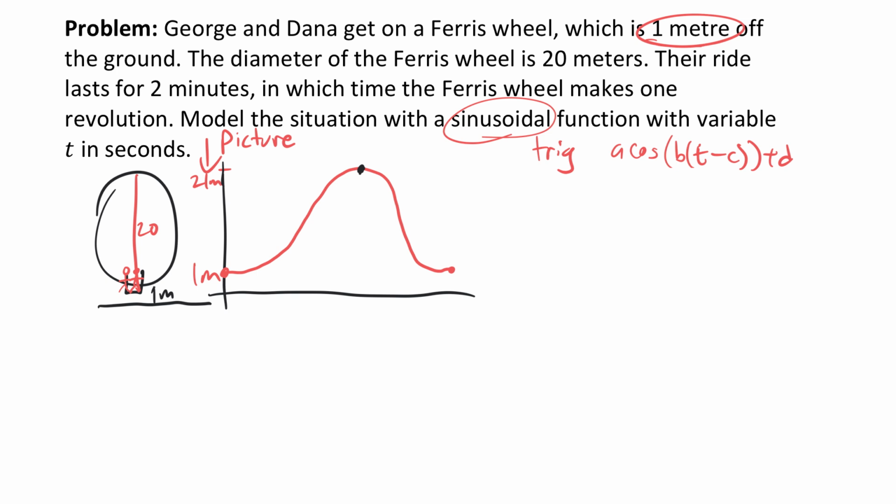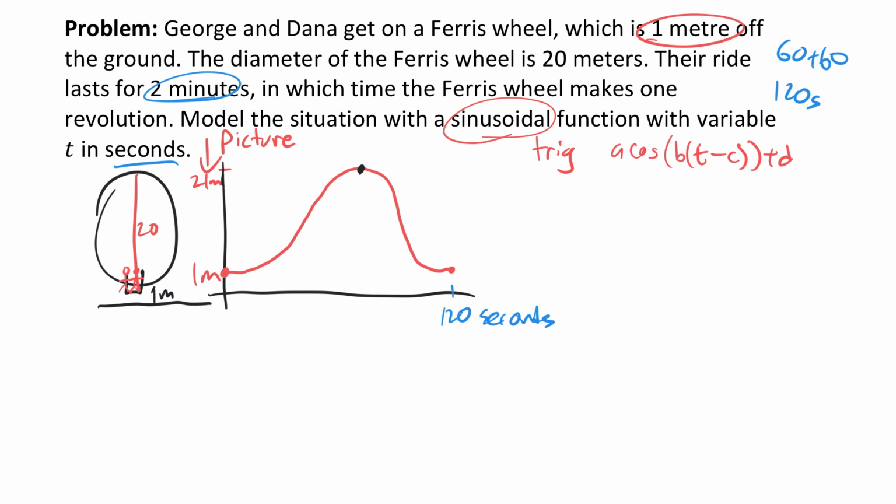Now it says it took them a total of 2 minutes, but we want to measure in seconds. So 2 minutes is going to be 120 seconds, right? 60 seconds in a minute. So 60 plus 60 is 120 seconds. So this is how long it takes them to do 1 full revolution. So all the way up and all the way down is 120 seconds.